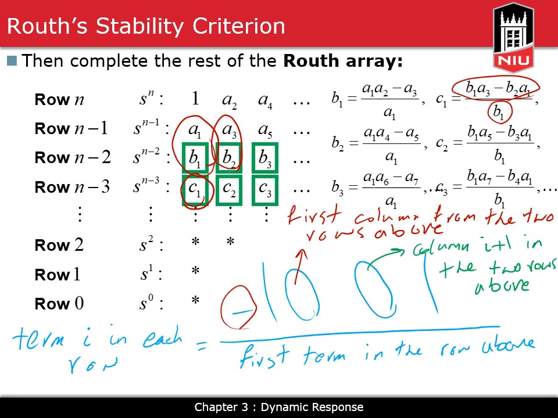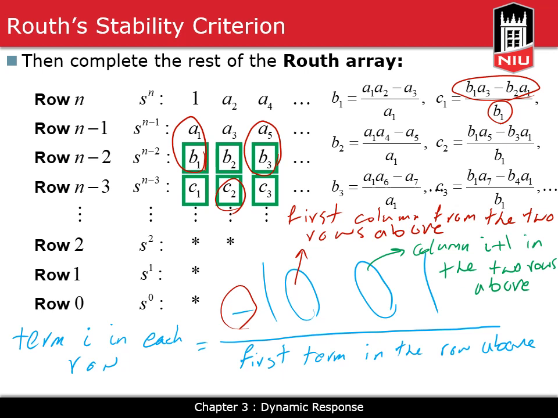For example, to find C2, the second term in that row, the determinant in the numerator would be the determinant created by the first column in the two rows above, and the column i plus 1. i now is 2, so i plus 1 will be 3. Basically the next column, the column one to the right of the term you want to find.